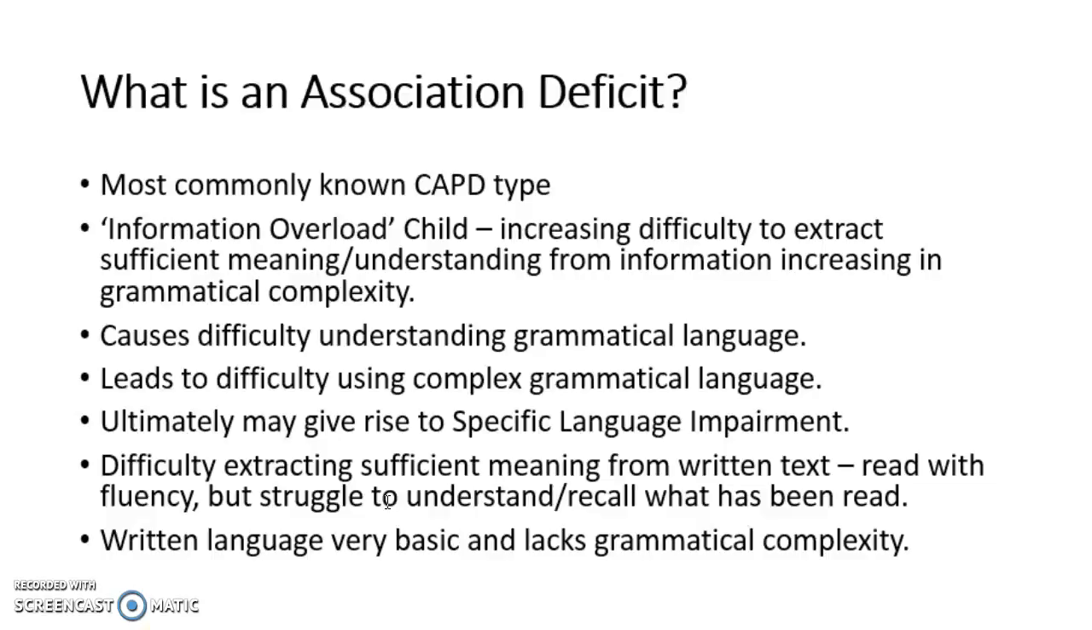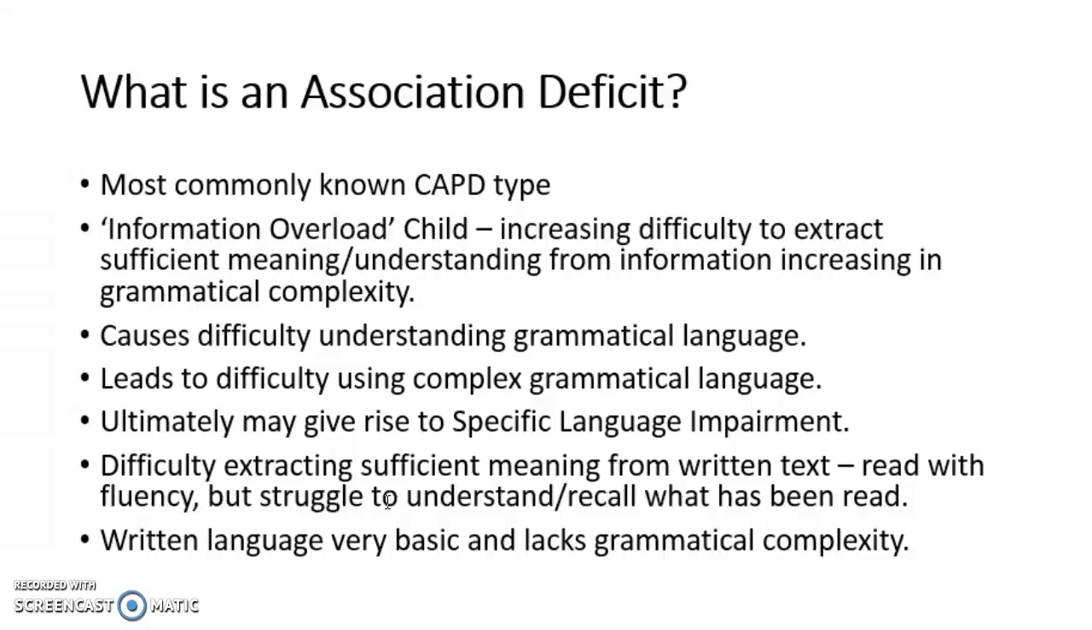Okay, what does it cause? It causes delays in the development of understanding complex grammar. So these children will present with receptive language delays, particularly relating to grammatical complexity, and because they don't understand grammatical language, they then don't develop the ability to use it correctly. They might have quite good vocabulary, but their sentence structure in terms of grammar is very limited and very simple. And ultimately it can give rise to specific language impairments.